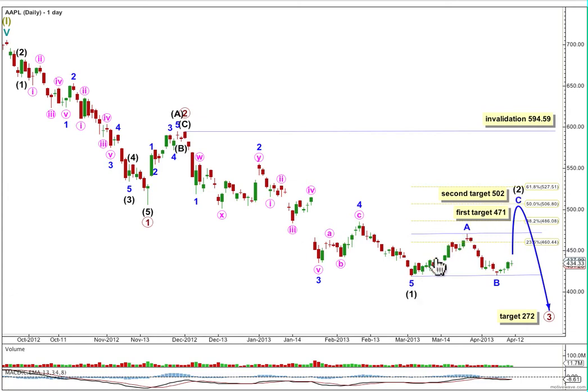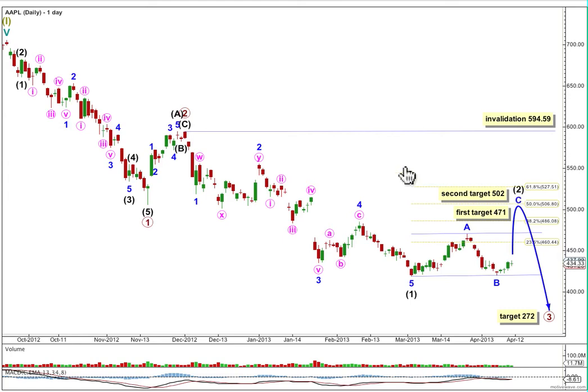I expect an intermediate degree second wave correction unfolding as a zigzag, with a 535. At 471, minor wave C would reach equality in length with minor wave A, and at 471 price would find resistance at the upper edge of the small channel drawn using Elliott's technique around the zigzag for intermediate wave 2. If price moves up through the first target and keeps on going, or if when it gets there the structure for the C wave is incomplete, I'll use the second target. At 502, minor wave C would reach 1.618 the length of minor wave A.